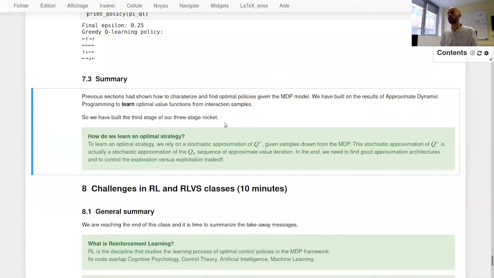Well, to learn an optimal strategy, we rely on a stochastic approximation of Q star given samples drawn from the MDP. The stochastic approximation of Q star is actually a stochastic approximation of the Qn sequence of approximate value iteration. So in the end, we need to find good approximation architectures and to control the exploration versus exploitation trade-off, because what we're really doing is approximate value iteration, so we need good approximators, and we're doing interaction and sampling from the system via stochastic approximation, so we need a good exploration versus exploitation trade-off.